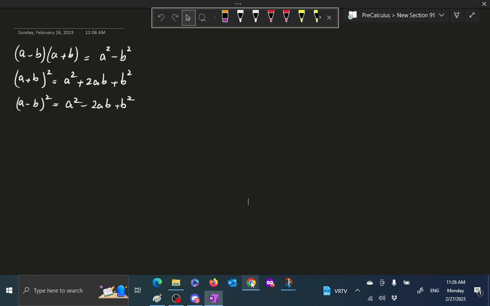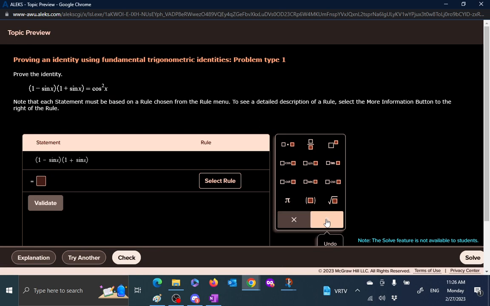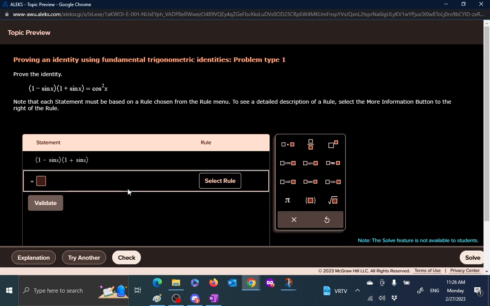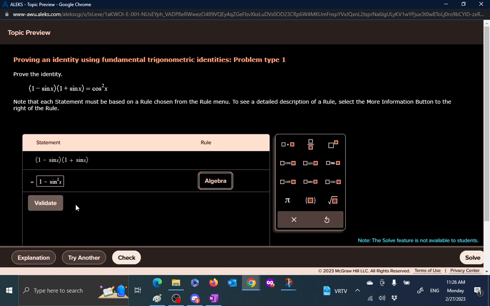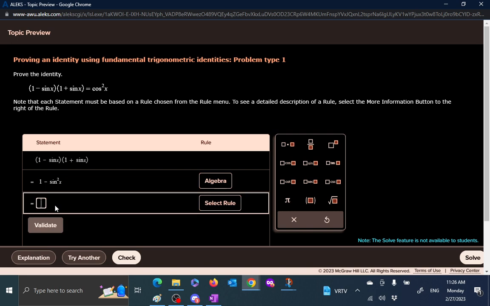So let's go back to the original page. 1 minus sine times 1 plus sine is going to be 1 minus sine to the power of 2, step forward, x. What rule did we apply? We just did algebra. Okay, is that correct so far? Well, let's check. So it looks like it was okay.